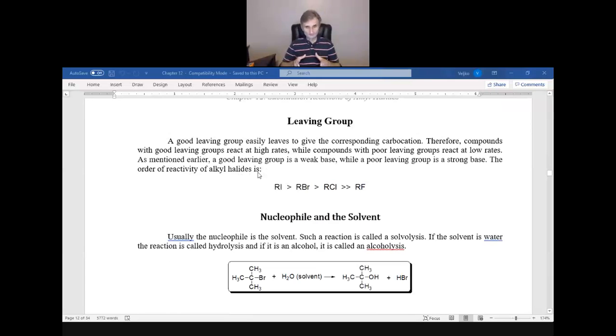Okay, now, when it comes to nature of the leaving group, a leaving group would easily leave to give the corresponding carbocation. So a good leaving group will react at high rate, while a poor leaving group at low rate. But basically, the effect is the same as SN2 reactions, which means that alkyl iodides react at the fastest rate, alkyl chlorides at the slowest, alkyl fluorides are unreactive.